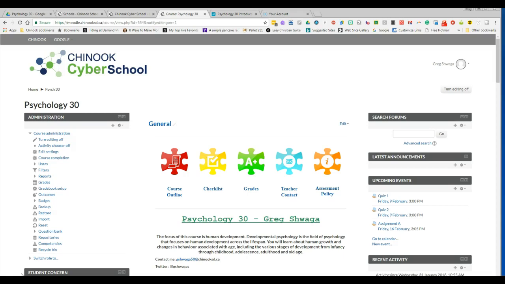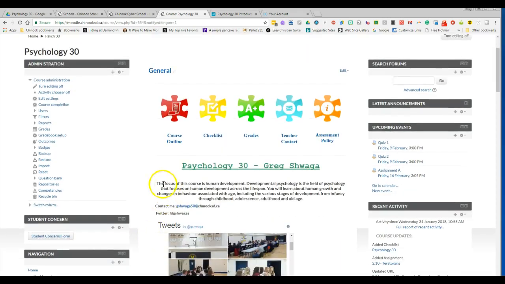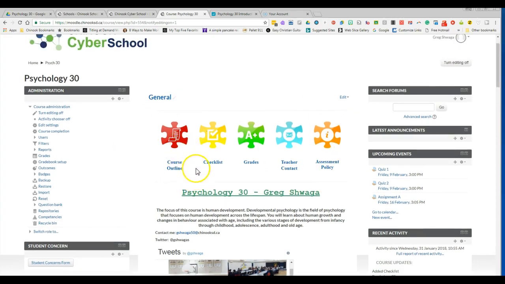There are a few things I would like to go through with you that will make your transition into taking this course a little bit easier. The first thing is, of course, you're going to be accessing this course from Moodle, which is the screen that you're looking at. It might be slightly different because you'll have a student look to the screen, whereas I'm the creator of the course, so my course looks a little bit different. But as in all cyber school courses, you can take a look at the course outline, the checklist, the grades, teacher contact info if you need to contact me, and the assessment policy of Chinook Cyber School as well.